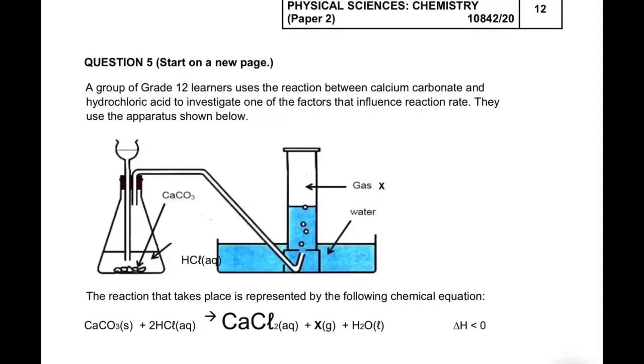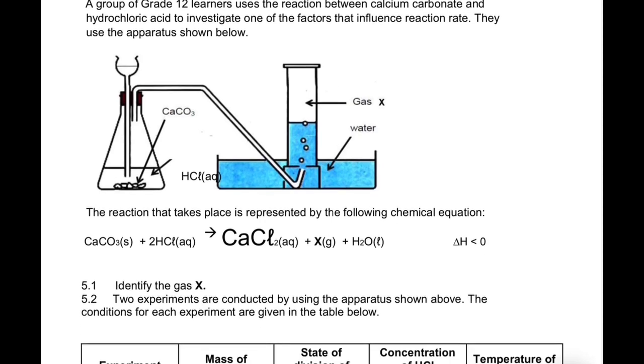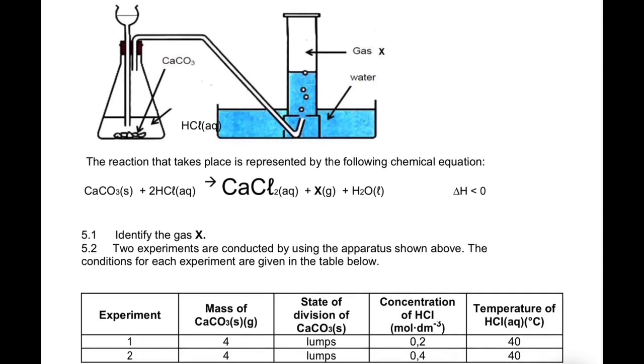A group of grade 12 learners uses the reaction between calcium carbonate and hydrochloric acid to investigate one of the factors that influence reaction rate. They use the apparatus shown below. The reaction that takes place is represented by the following chemical reaction, and there it is given to us. 5.1 says identify the gas X, right? Yes, X here. So it's going to be pretty simple to identify the gas X.